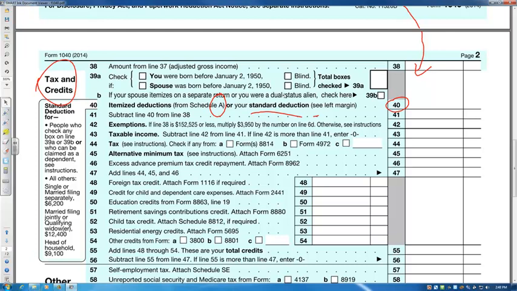Next, we'd subtract off the exemptions. This goes back to the dependents section. You would subtract off an exemption for yourself, for your spouse. If you got 3 kids, now you get 5 exemptions. You'd subtract that off to arrive at taxable income.